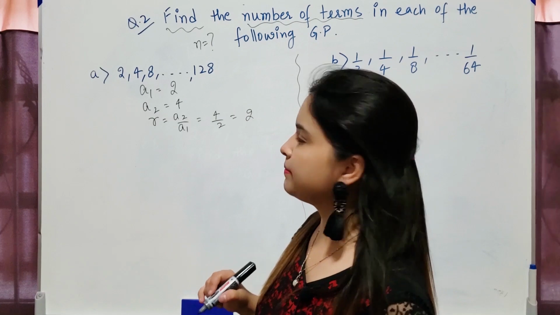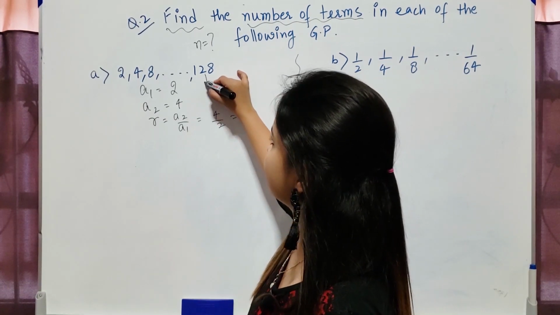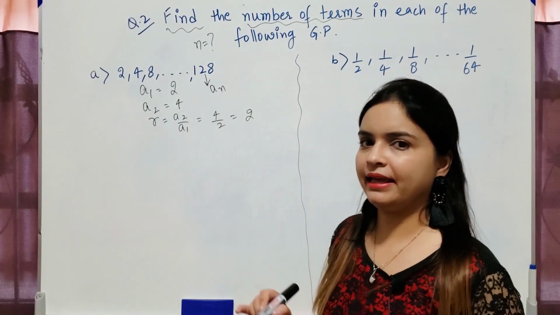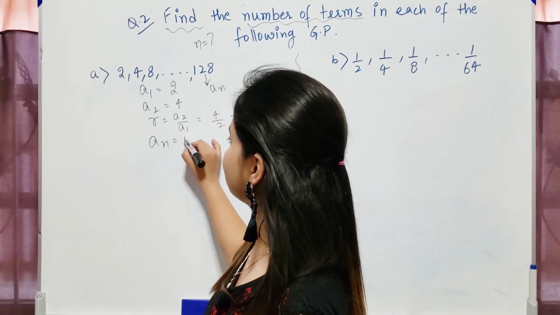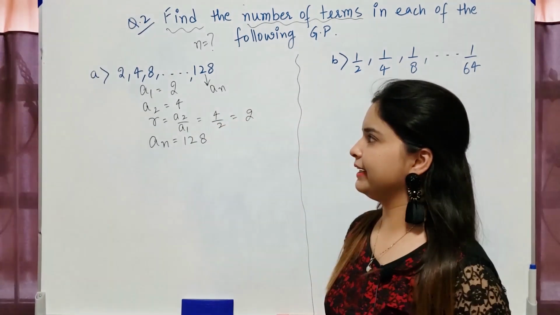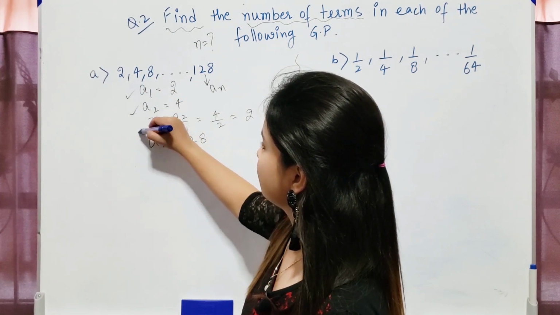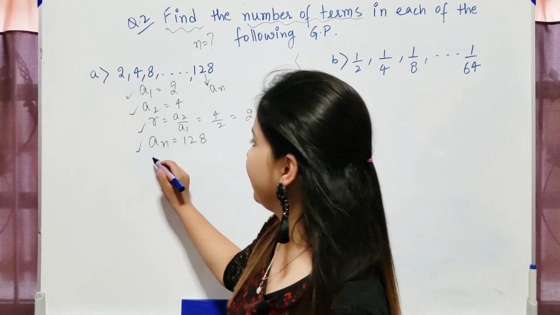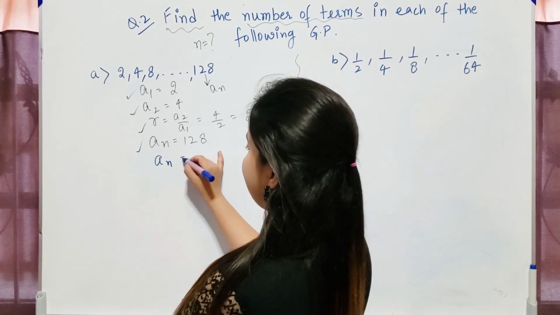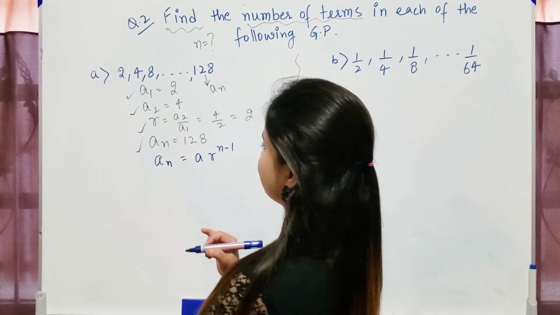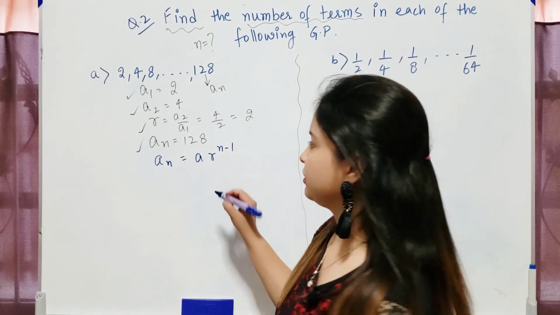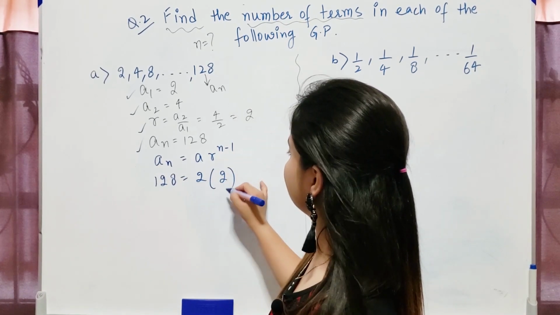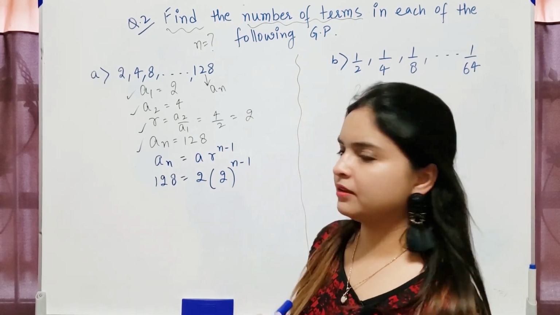Now, the last term is also given in the sequence. So this is my last term, also called nth term, which is an. So an is also given, which is 128. Put all these values in the formula and calculate n. My formula is a r raised to power n minus 1. Simply put all the values. 128 is 2 times 2 raised to power n minus 1, right?